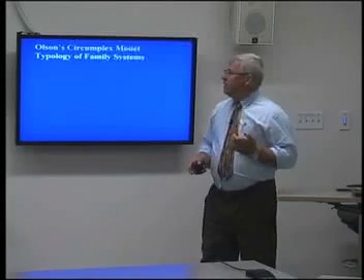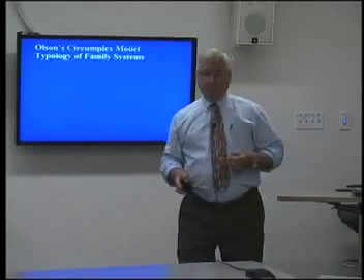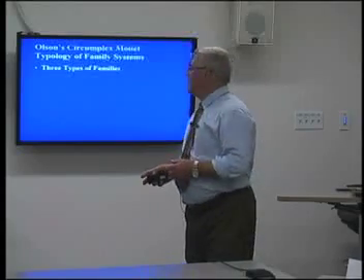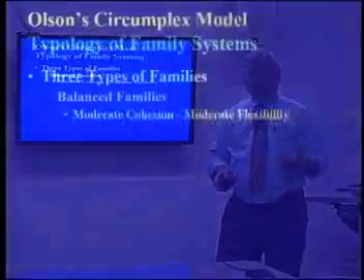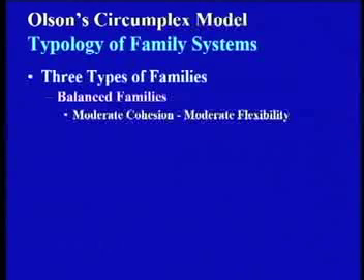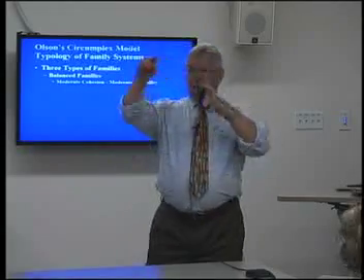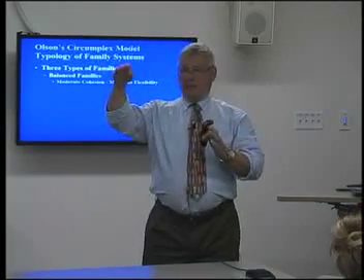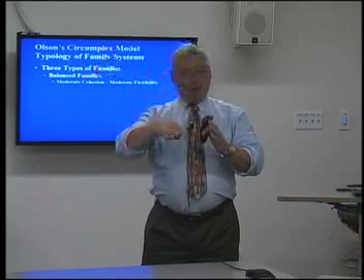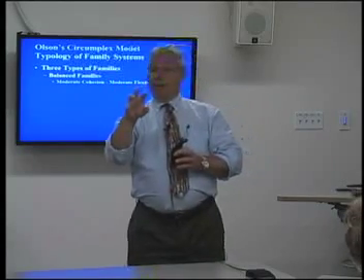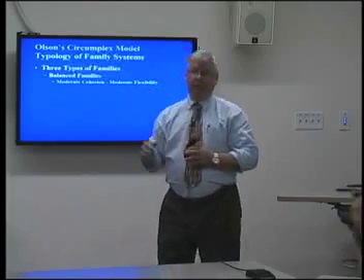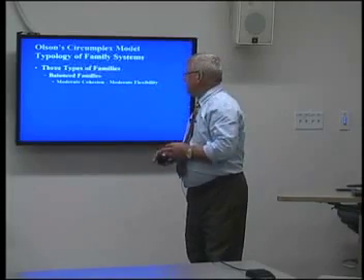Based on this, Olson comes up with a typology of family systems, just like Beaver did. Says there are three types of families. The balanced families have moderate cohesion and moderate flexibility. They're right there in the middle on both. Okay? So they're right in the middle. In a sense, this is the circumplex model. So a two-dimensional system, cohesion and flexibility, low to high, low to high. What's in the middle? Moderate on both, right? And I have a diagram later I can show you.